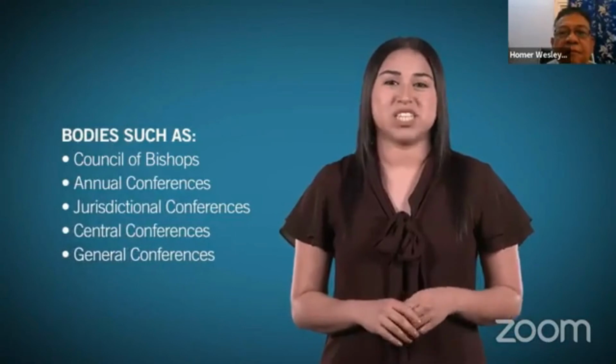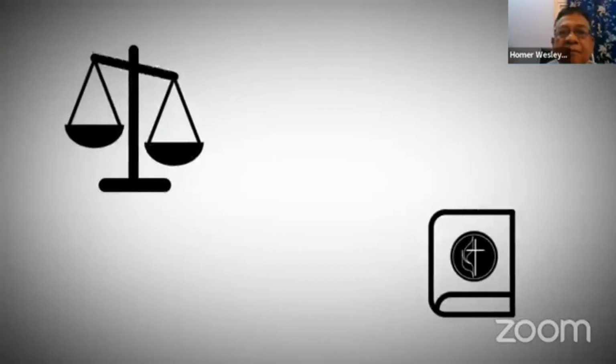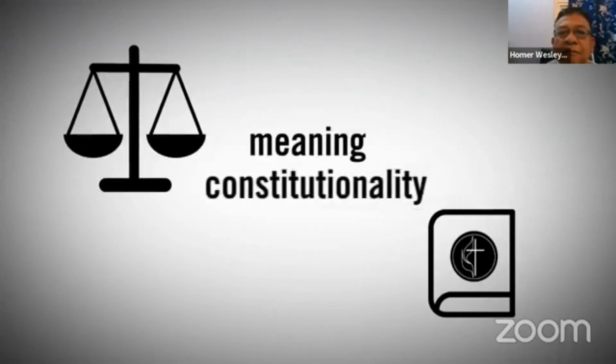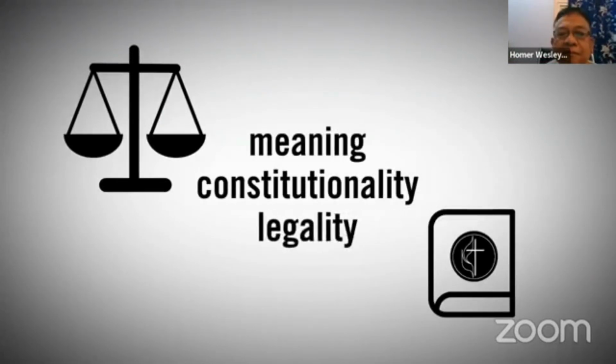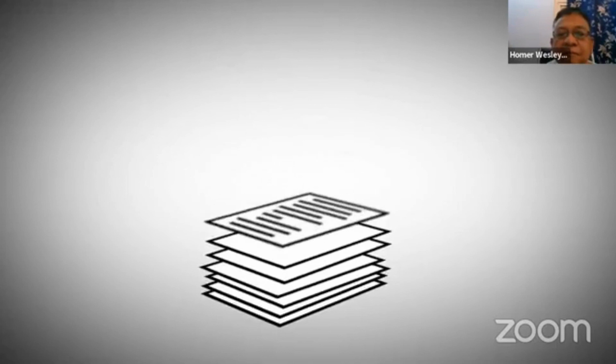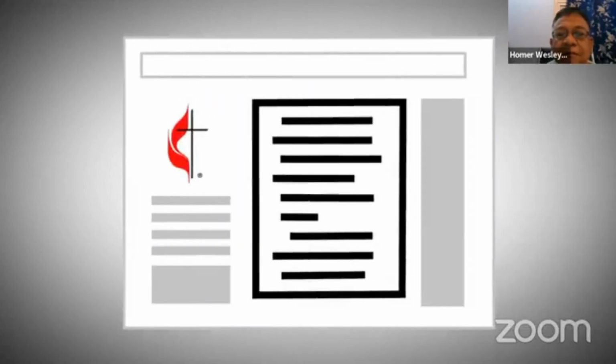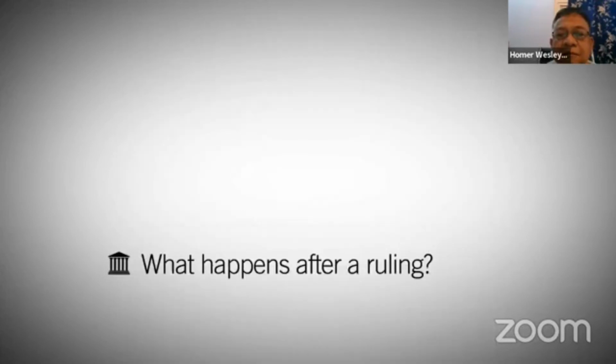Appropriate bodies can submit a petition for a declaratory decision to the Judicial Council. At issue is the meaning, constitutionality, or legality of some legislation or action of the General Conference or some other body. These requests are reviewed, and a docket is created for each session. The docket may also include reviews of decisions of central conferences or jurisdictional committees on appeals. The docket is then posted on the Judicial Council's website.